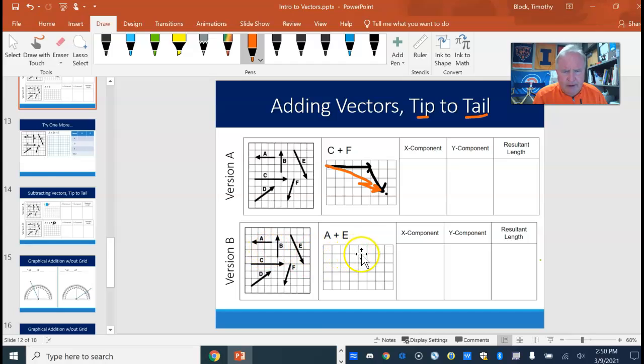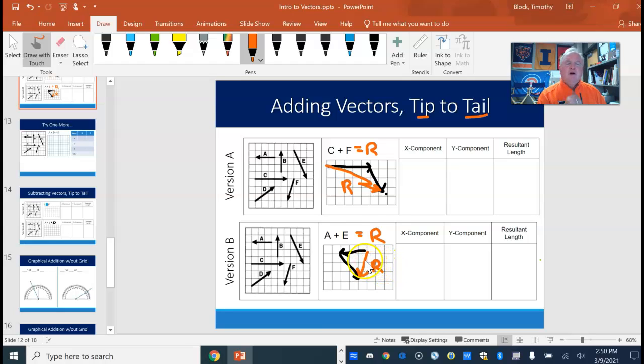What's A plus E? Well, A is 3 to the right, and E is then down. So A is this way, 3, and then E is like that. And you can see, right, I take the tip of the one and I add the tail to the next. That's why we call it tip to tail addition. And the resultant, or what does A plus E equal? It equals this one right here. That's the R right there. So C plus F equals what we call the resultant. Okay, A plus E equals this resultant right here.